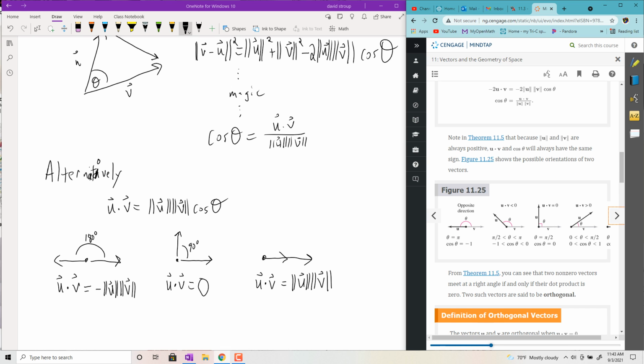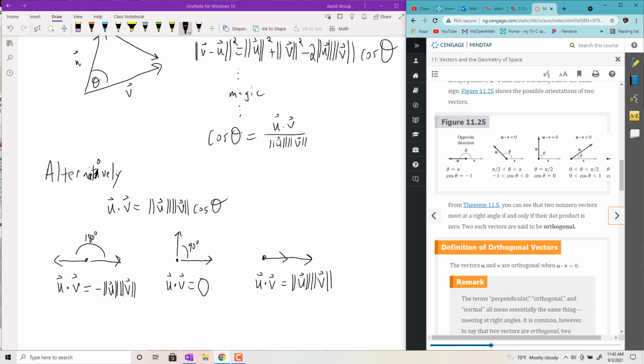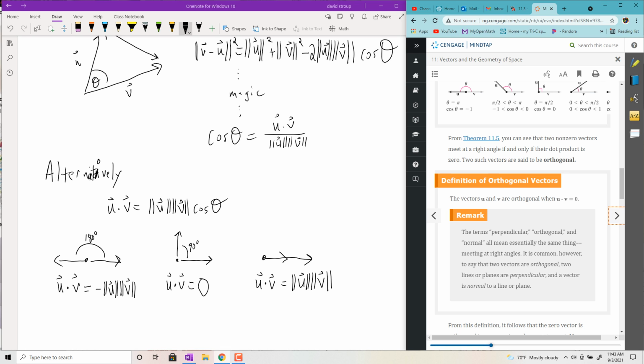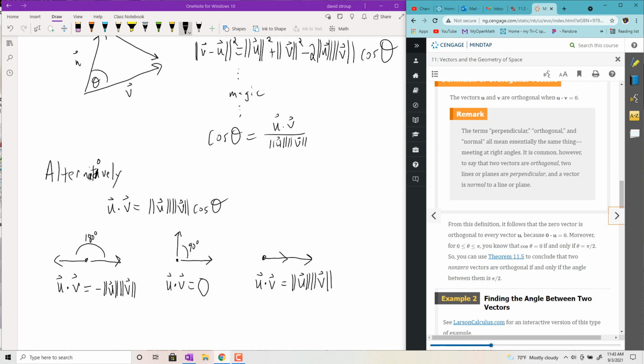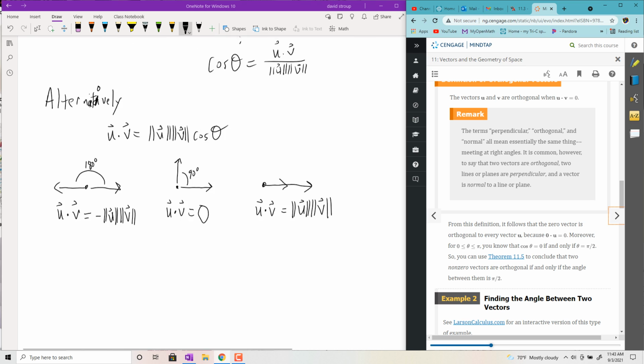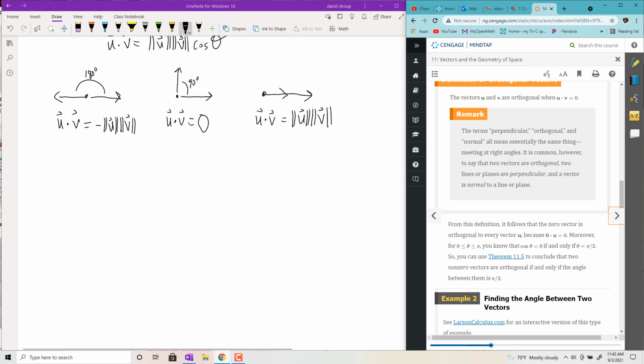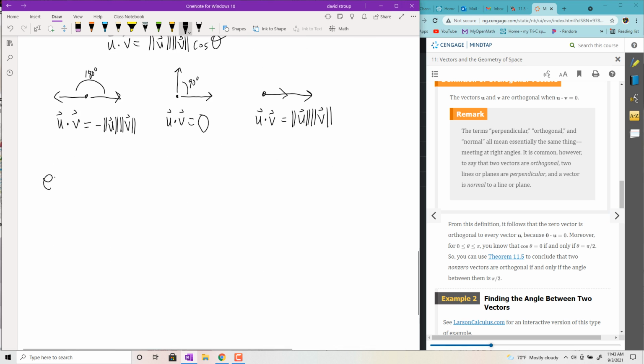And then they note that orthogonal, perpendicular, and normal all mean the same thing. You're probably not used to hearing orthogonal or normal, but that's what we're going to call them in the book. Okay, let's look at some generic example problems, like in homework.